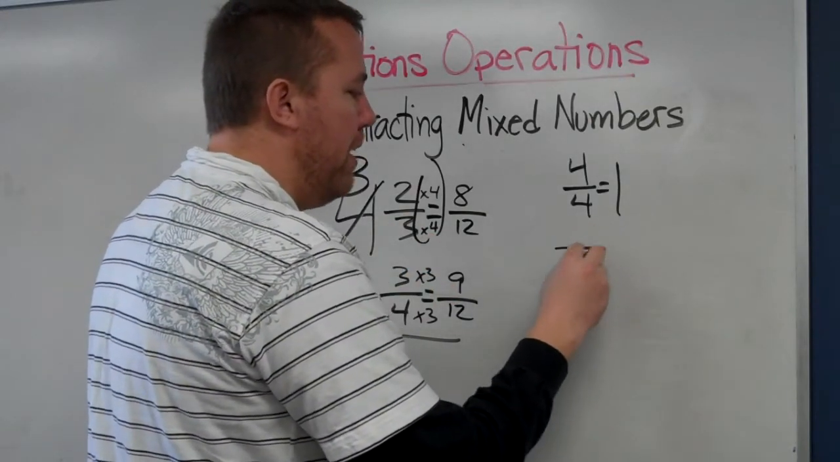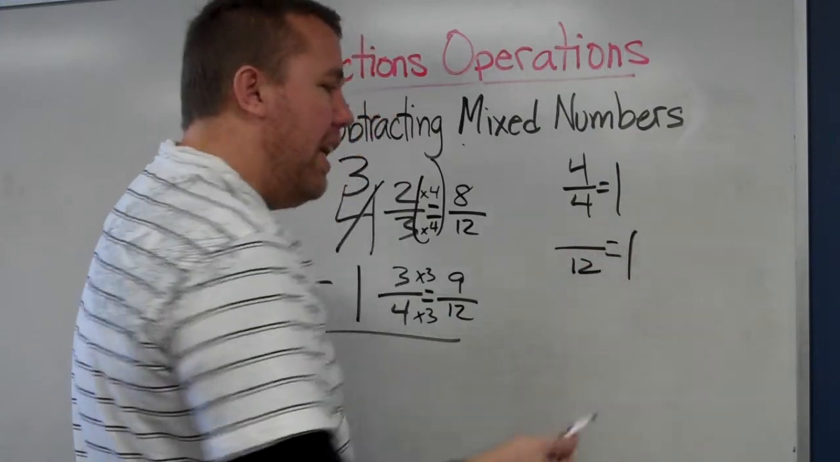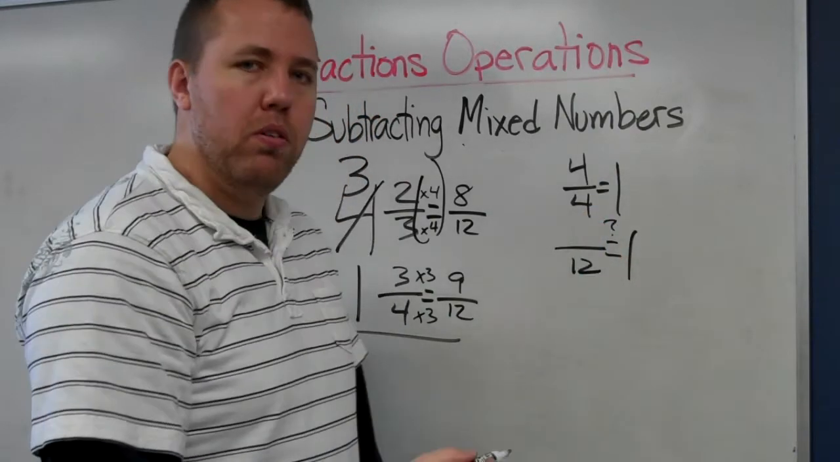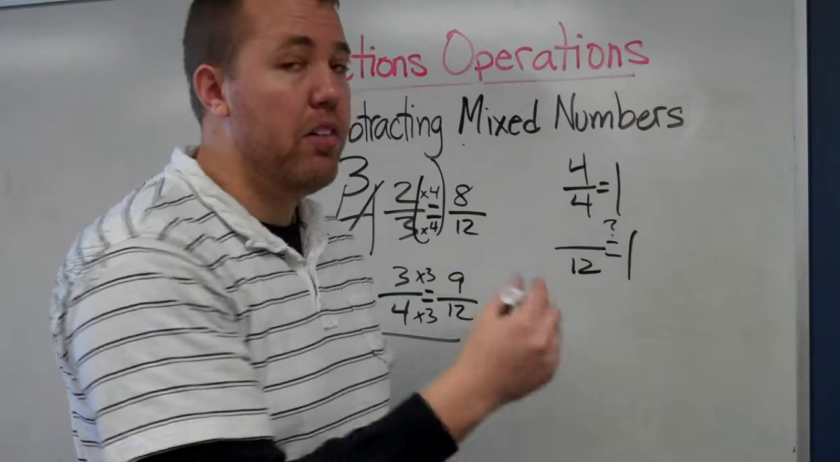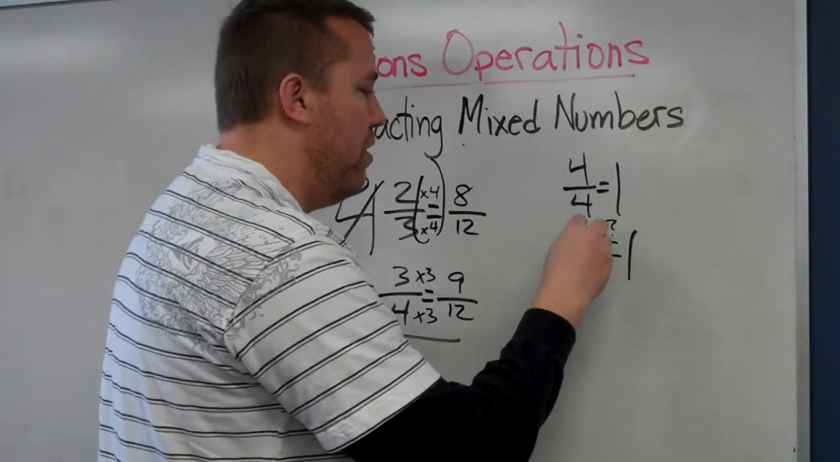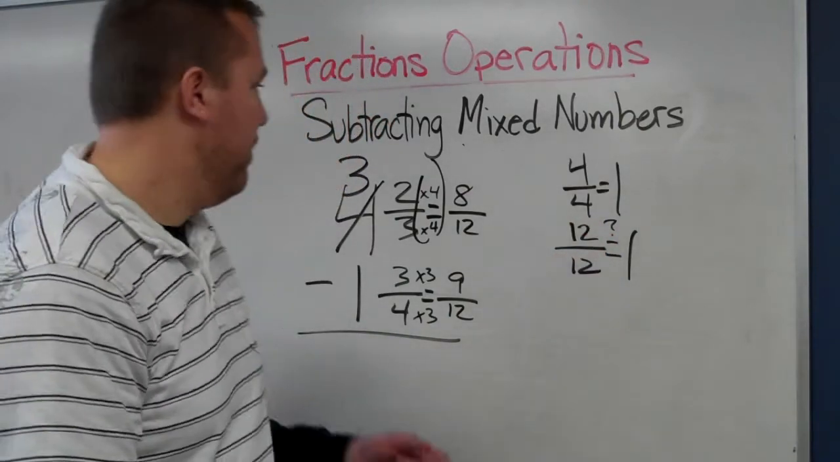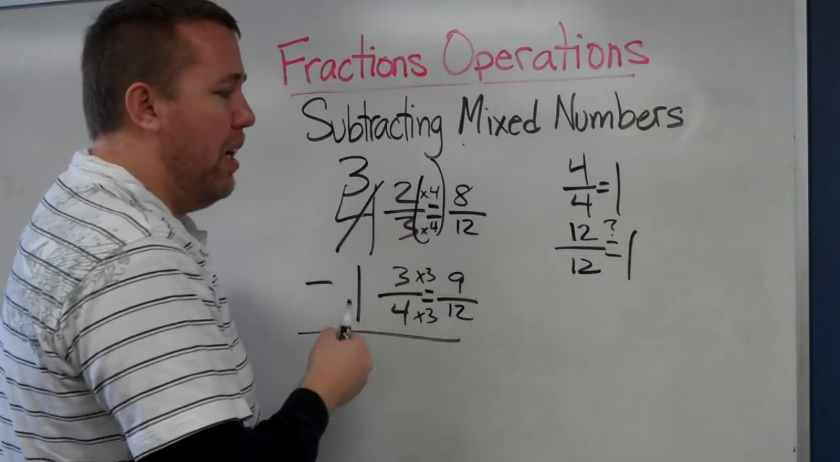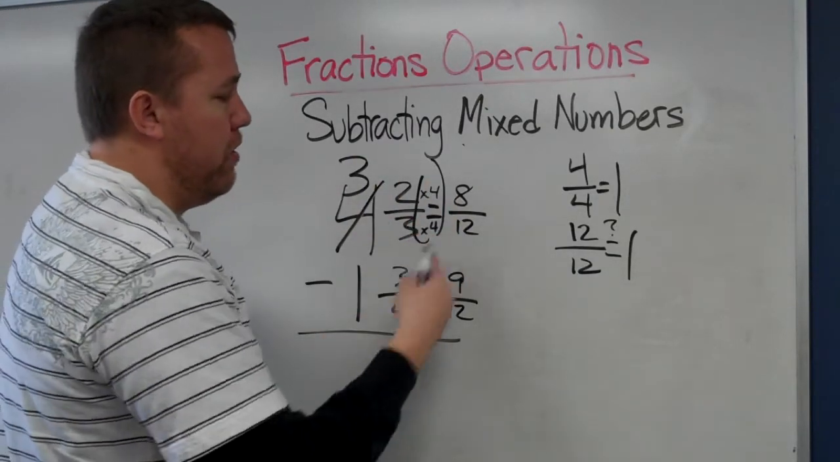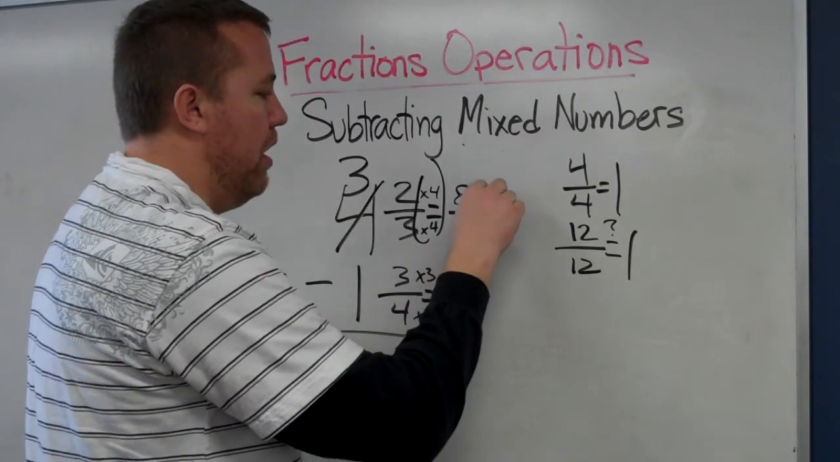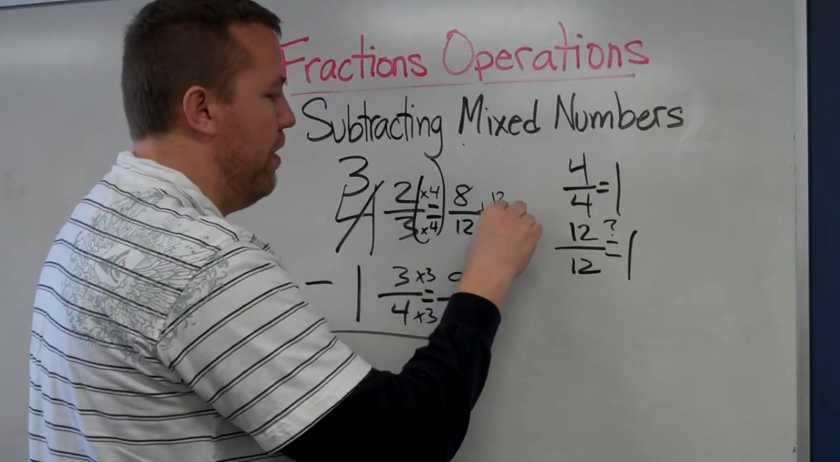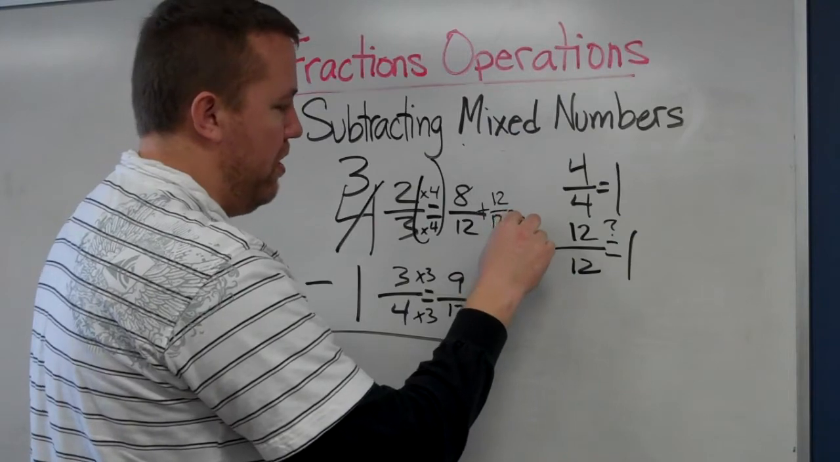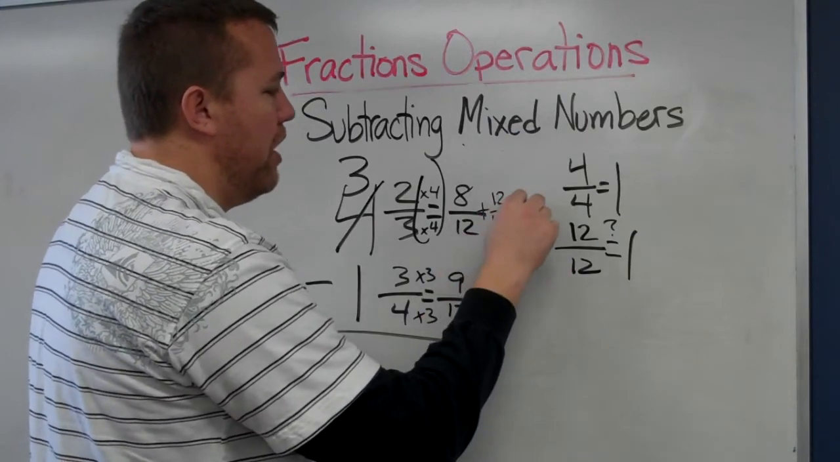So how many twelfths equals 1 whole? Any number divided by 1 equals itself. So I'm borrowing 12 twelfths. I borrowed from the whole number. I just took 1, and I'm borrowing whatever the denominator is. We're talking twelfths. So I'm borrowing 12 twelfths, and that equals, still talking twelfths of course, 20 twelfths.